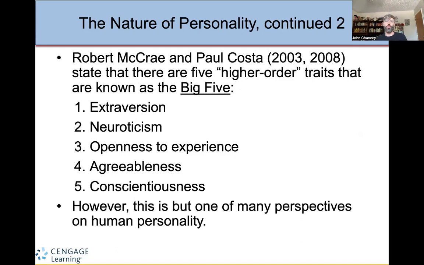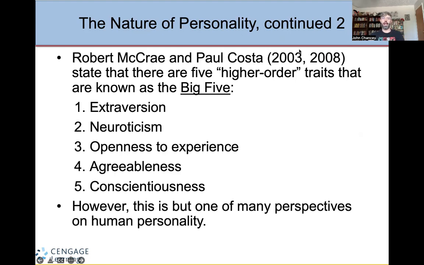And one of the most recent theories on personality and personality traits comes from McCrae and Costa's Big 5 theory of personality. Basically, we can think about differences in individuals and how we adjust to the world around us in terms of these 5 traits. You have extraversion, neuroticism, openness to experience, agreeableness, and conscientiousness. And hopefully these terms are somewhat familiar to you.